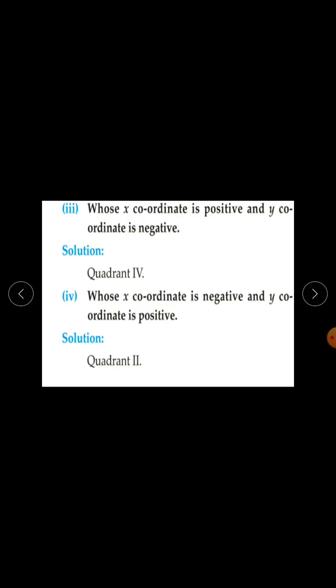Fourth sub question. Whose X coordinate is negative and Y coordinate is positive. So, such point lies in second quadrant.